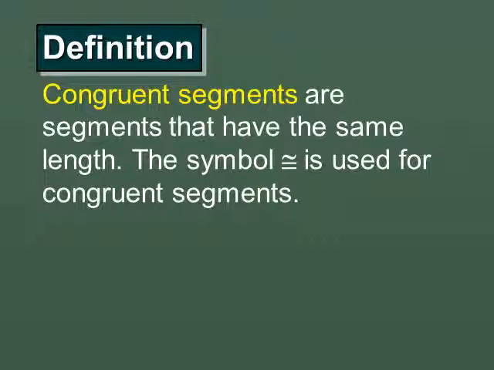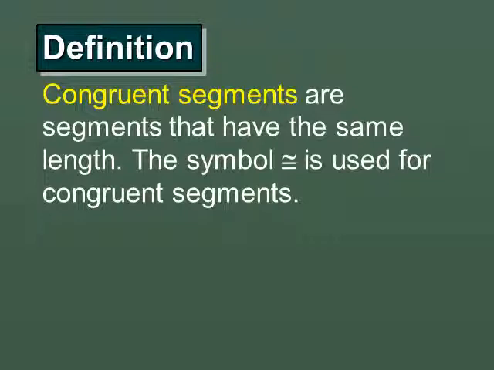Okay, here's where things get a little hairy. Congruent segments are segments that have the same length. And we use this symbol. It's an equal sign with a little curvy on top, and it's used to mean congruent. There is a difference between congruent and equality, and we have to be careful in our symbols when we write them.